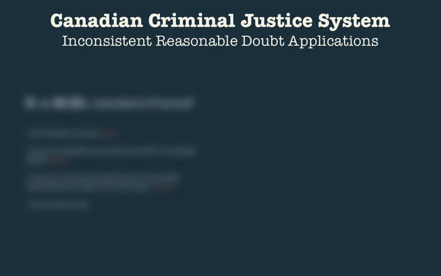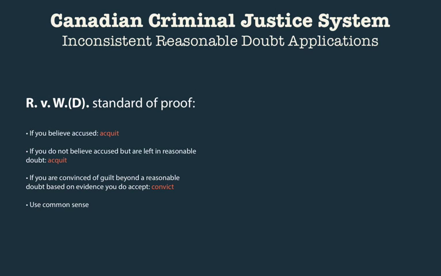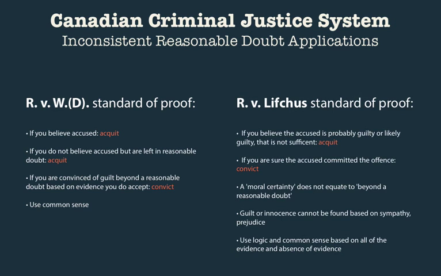In conclusion, we have on the left R versus WD, which is applied to sexual assault trials. On the right, we have R versus Lifchus applied to other criminal trials. Do you see what's happening here? R versus WD is outdated and does nothing to clarify what reasonable doubt is or how to measure it. Yet, it is specially applied to win a conviction against a man that can only be assumed with moral certainty that he is probably guilty.